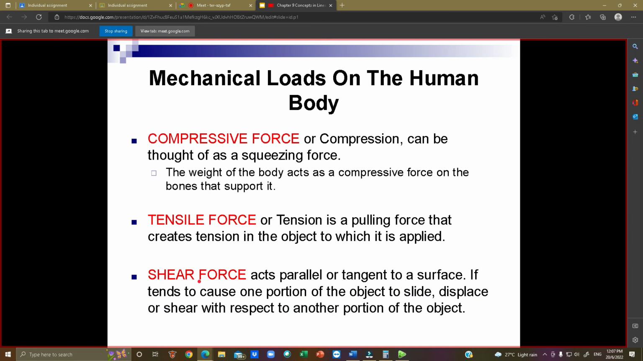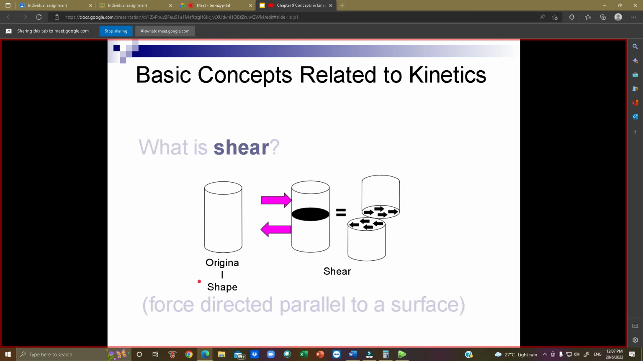When a force is applied parallel or tangent to a surface, it tends to cause one portion of the object to slide or displace. Okay, shear is that, when we give force from different directions, tangent to the surface. Maksudnya tegak. Kalau atas bawah kita bagi, that is compression.